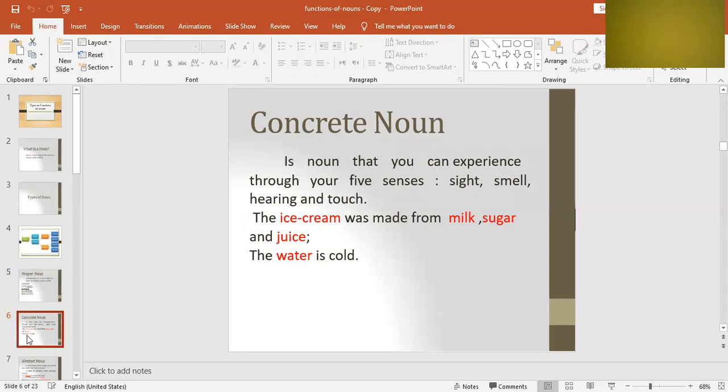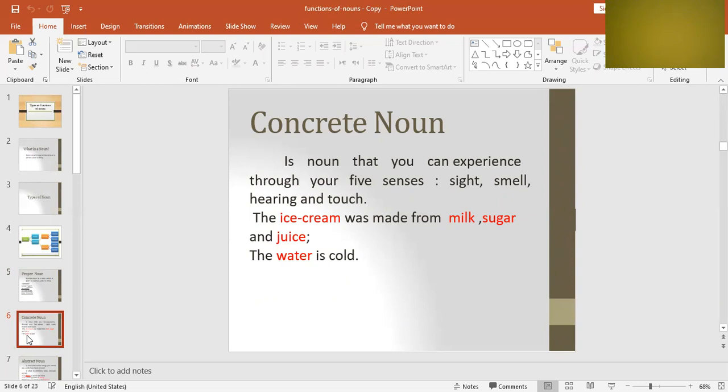Concrete nouns. After we talk about proper nouns, we come to concrete nouns. A concrete noun is something which is concrete. It means you can see, touch, smell, taste. It has one of these qualities, maybe not all of them, but one or two of them. For example, the ice cream was made from milk, sugar, and juice. If you look at the word ice cream, you can taste, you can touch, you can see. You cannot hear, of course.